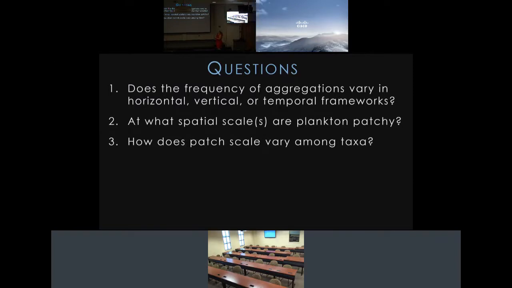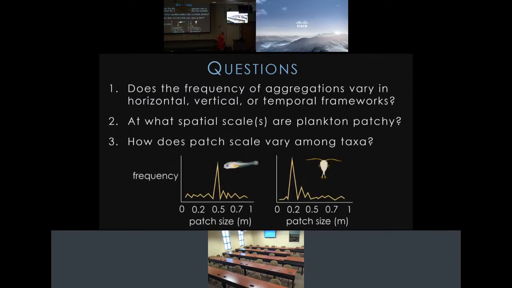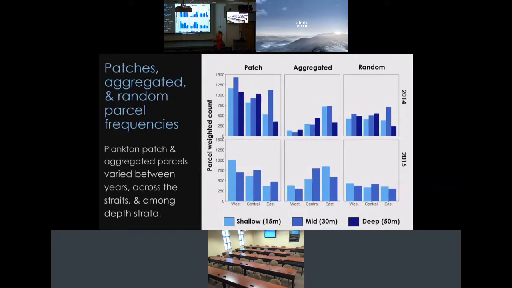Okay, so I did a long song and dance about the methods. So just bringing back our questions, we're interested in the frequency, the scale of patchiness, and whether it varies among taxa. So the first question is, does the frequency of patch parcels vary in temporal, spatial, or horizontal frameworks? And the short answer is yes.